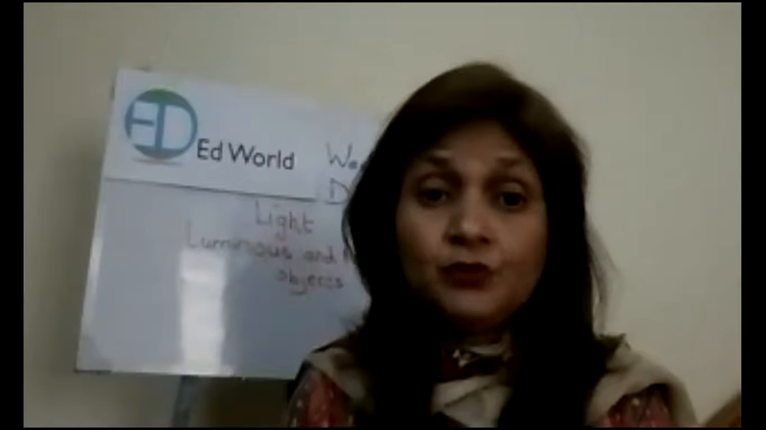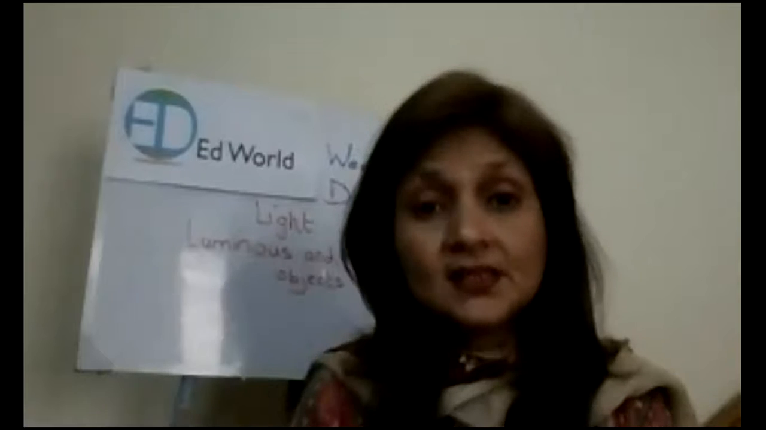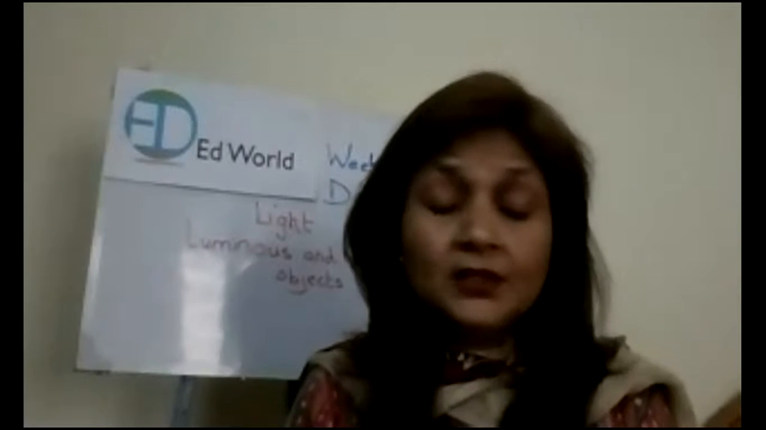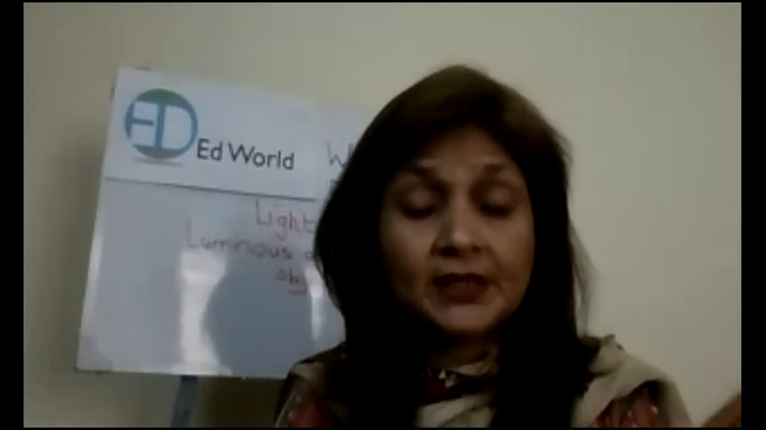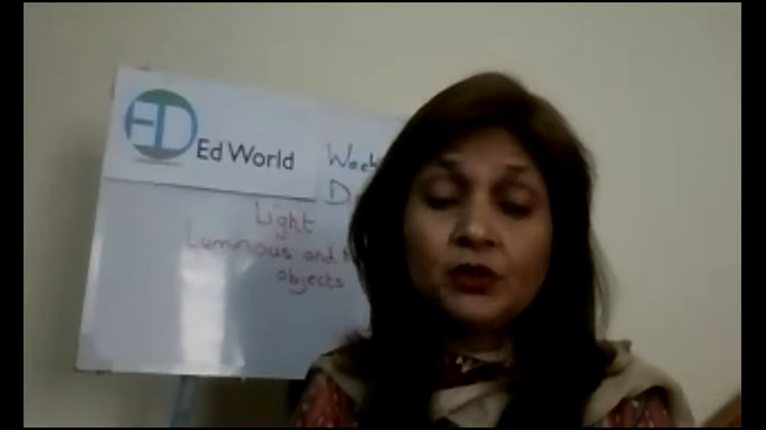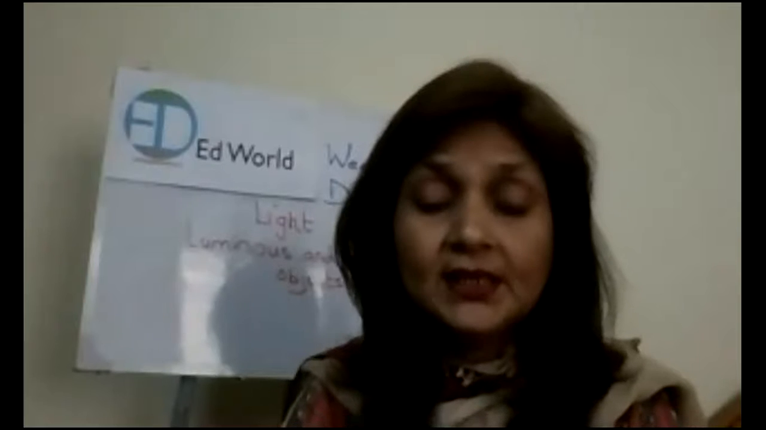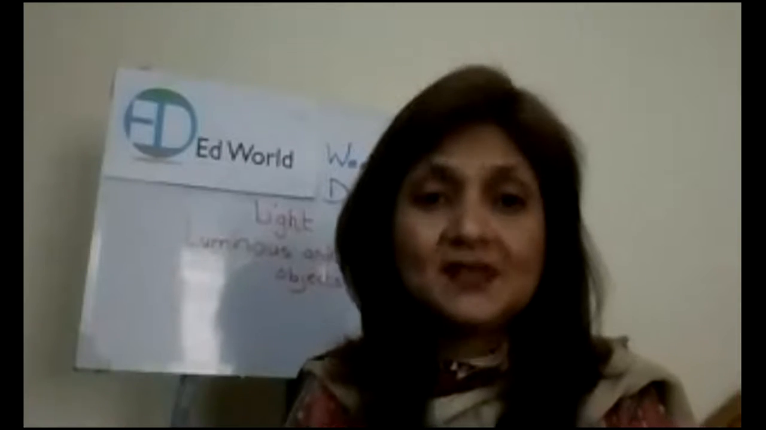The objects that give their own light are luminous objects, like I have told you, like the sun, fire, candle. They are luminous objects. Now remember, moon is not a luminous object because it doesn't give its own light. It reflects the light which it gets from the sun.